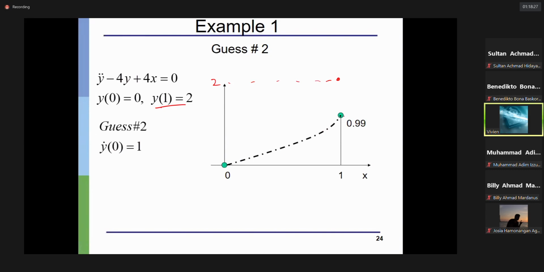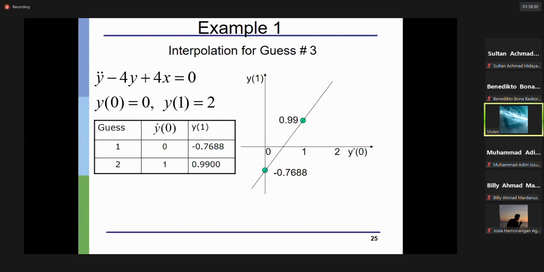So what we can do is extrapolation. This is like interpolation, but outside the range of the data that is available. In English it's also called interpolation, although this is actually what we call extrapolation. So when we take the slope at 0, the value at the second boundary is minus 0.76. When we choose 1, we get 0.99. So we can extrapolate here to get the value of 2.